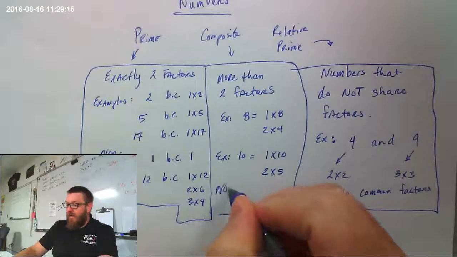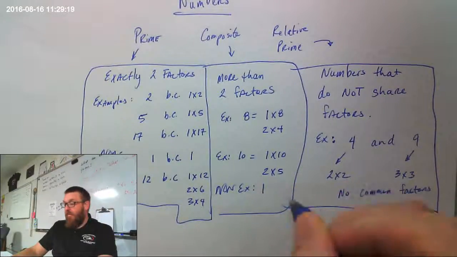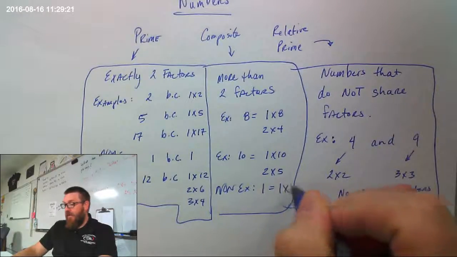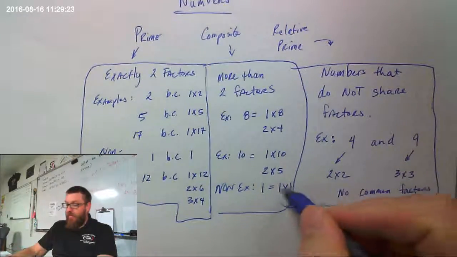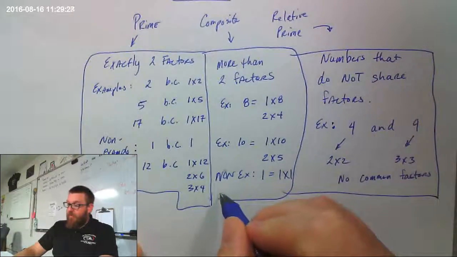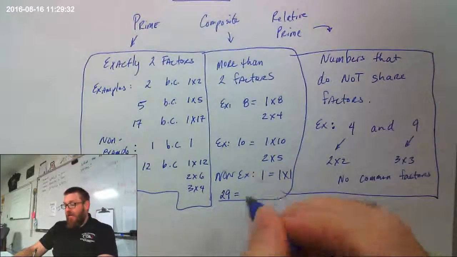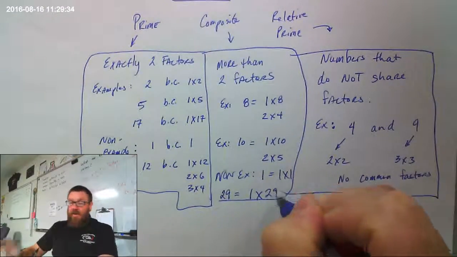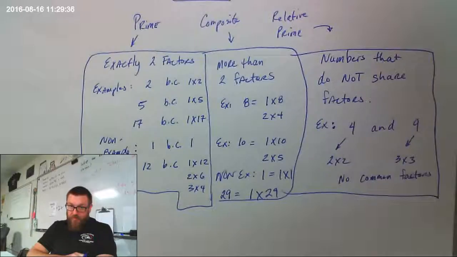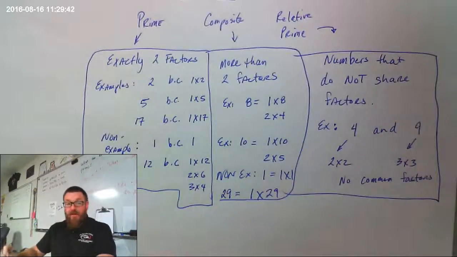Here's a non-example, 1. 1 is not composite because 1 is 1 times 1. You can't recount the same number, so it's 1 factor. Another non-example would be 29. 29 is not composite. The only thing that goes into 29 is 1 and itself, so it's prime. Okay, so these are just things you've got to know.